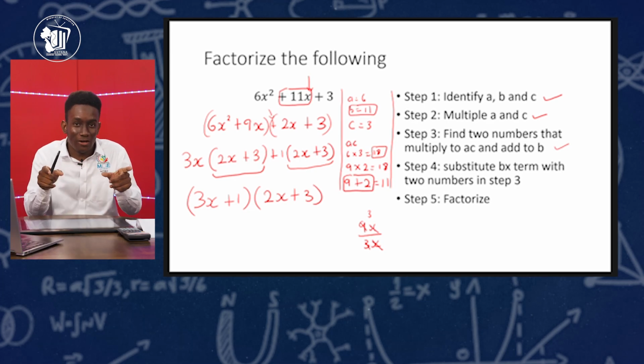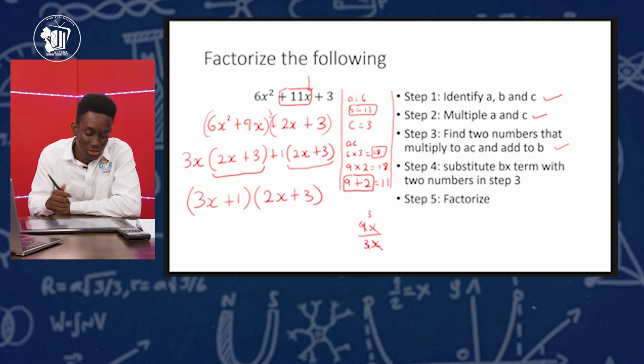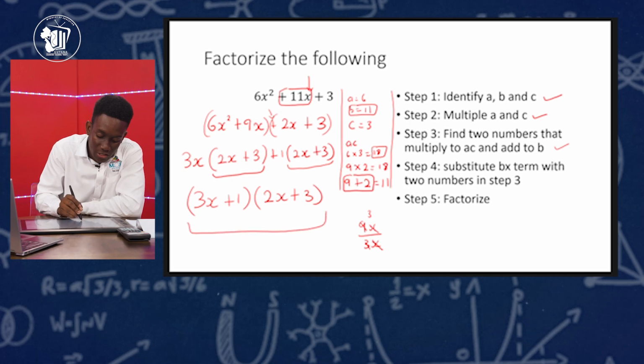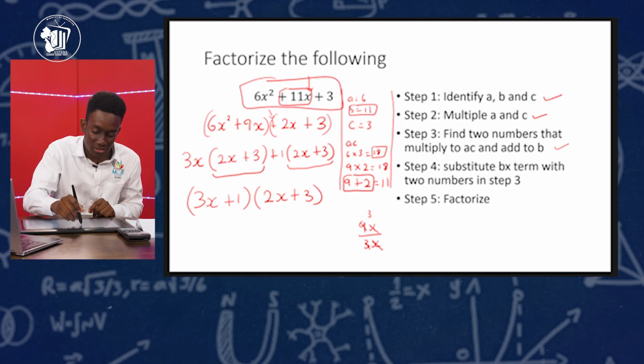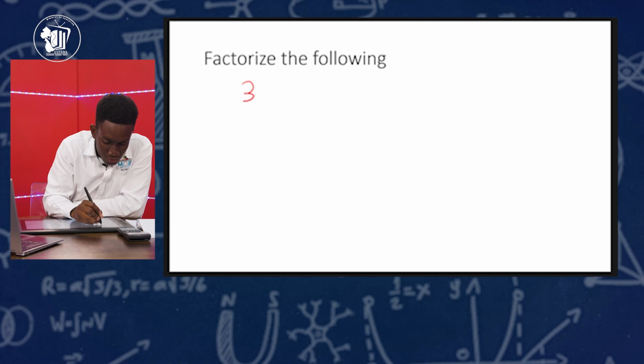And of course, if you have time, if you want to check to see if your answer is correct, we use the distributive law on these two brackets, and you should get back exactly what is at the top here. So that is how you can check to see if your answer is correct. So of course, let's work some more examples.